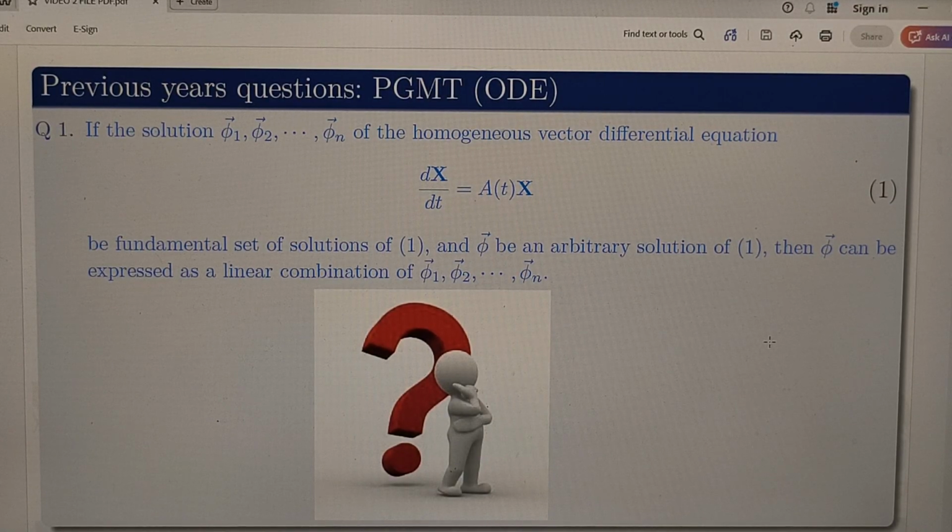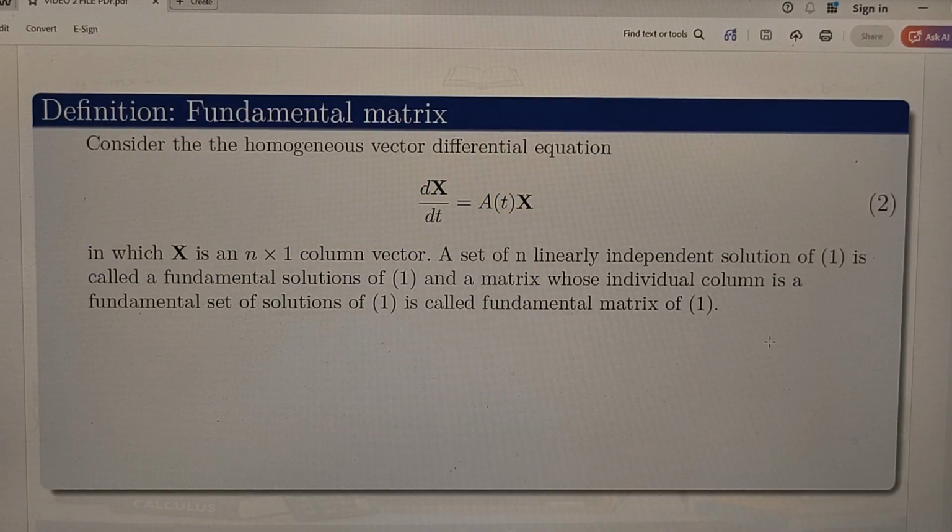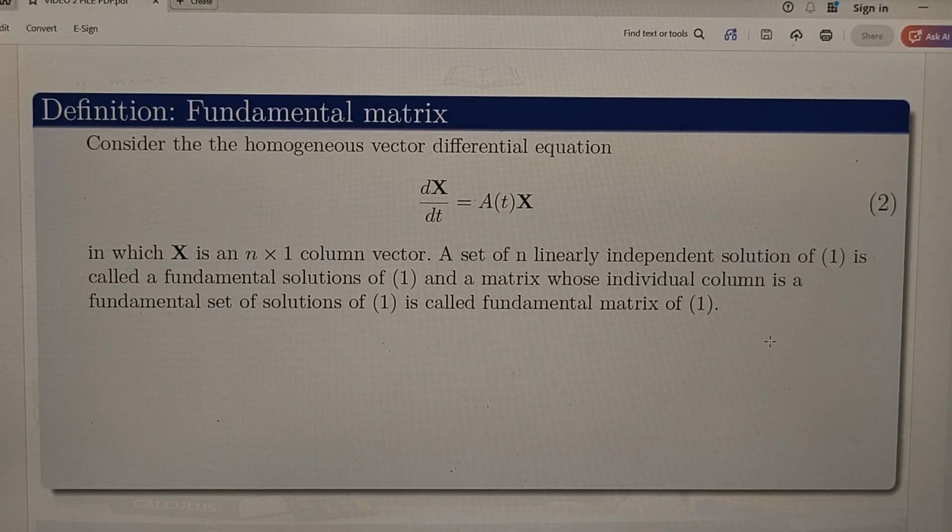theorem, at first we see the definition of the fundamental solution or fundamental matrix. So consider the homogeneous vector differential equation dx by dt equals A(t) x, in which x is an n by 1 column vector. A set of linearly independent solutions of this system is called the fundamental solutions of the system, and the matrix whose individual columns are a fundamental set of solutions is called the fundamental matrix.